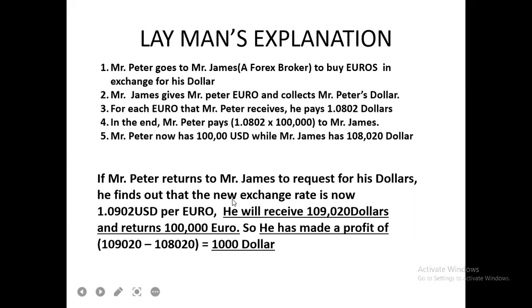So if Mr. Peter returns to Mr. James to request for his dollars, he finds out that the new exchange rate is now $1.0902 a euro. What happens? He will receive $109,020 and returns what? 100,000 euros. So what has happened? He has made a profit of $1,000 in that exchange, because the market continuously fluctuates.